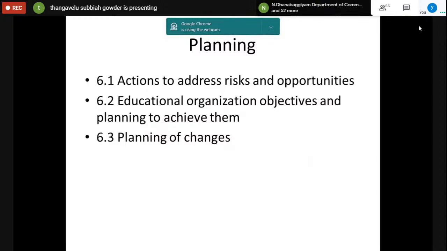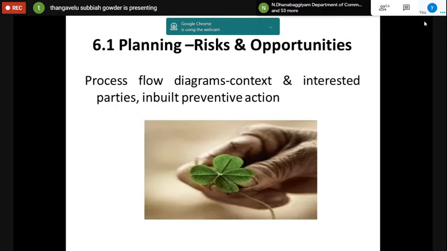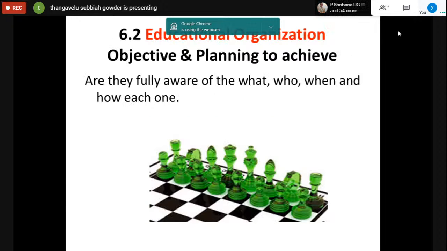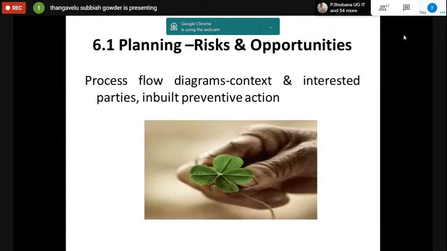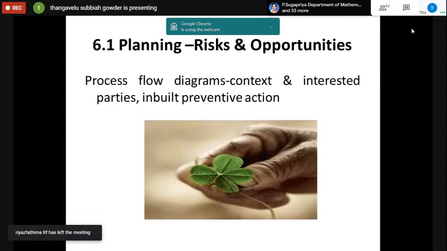Then we are going to have system planning. In that system planning, we are going to address risk and opportunities. What are the risks associated in our institutions for running the institution, macro level and micro level, for each department? What are the possible risks and how are we managing them at present? If any risk is beyond our control, what is the plan for managing the risk in future?